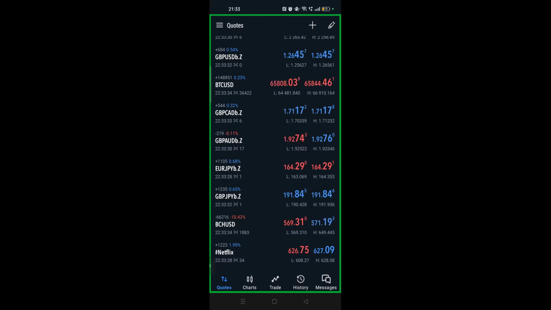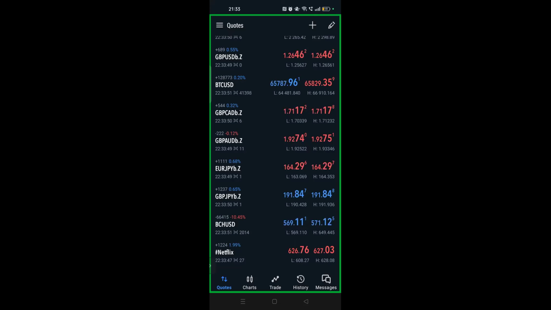There you now see each price, 1.7117 exponent 3, 1.7117 exponent 9. That's just the bid price and the ask price as well. Then the lowest it went and the highest it went. These are the informations you get here, and you can find them under quotes.